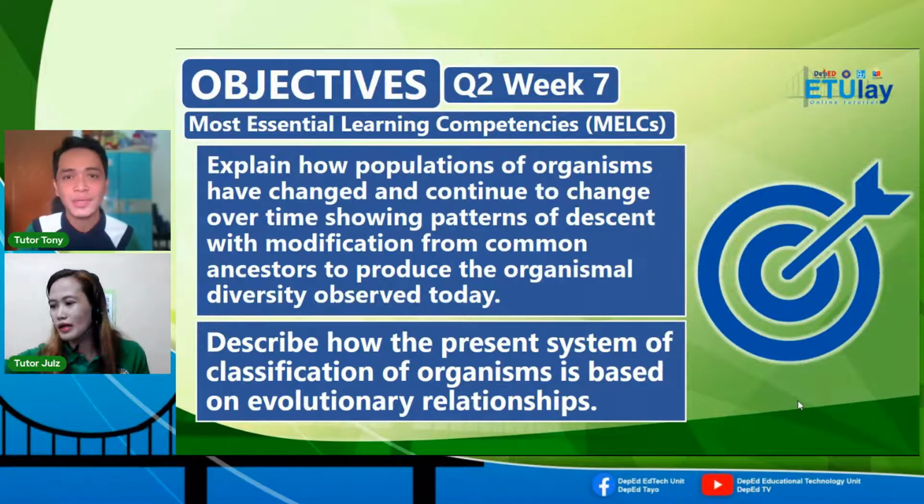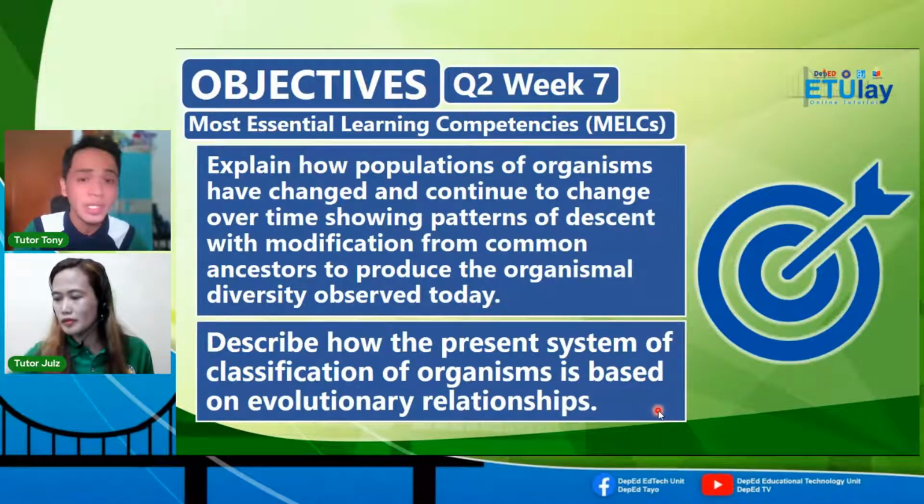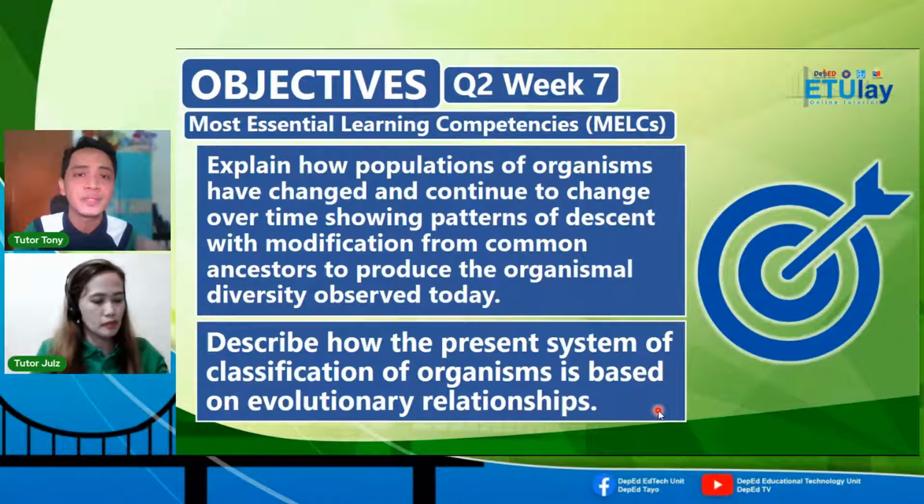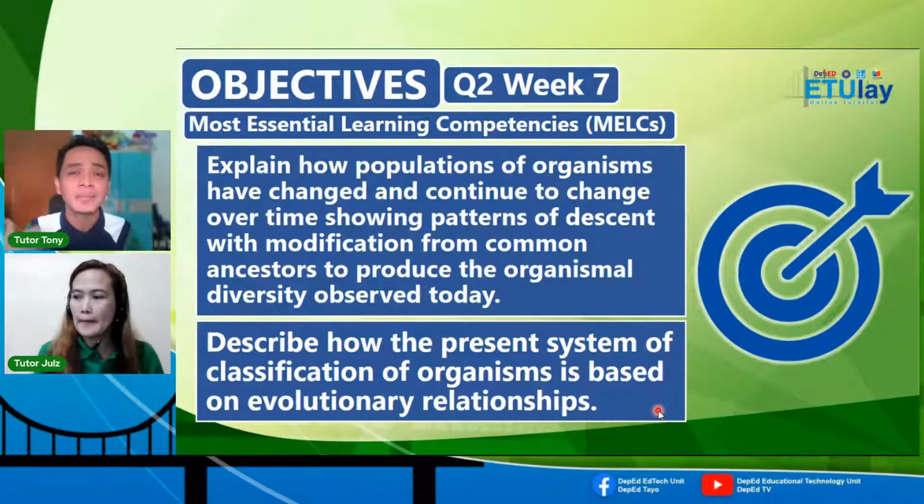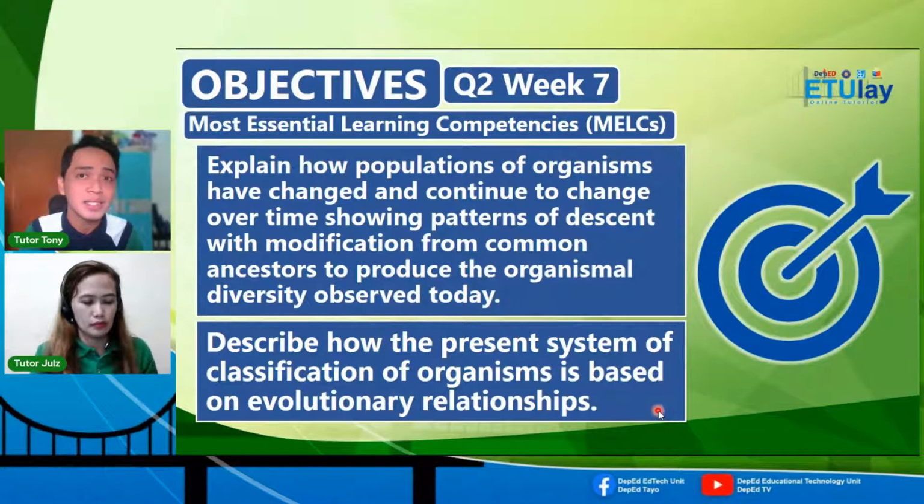For our objectives, we have the same objectives, but our focus would be the second one. We have to describe how the present system of classification of organisms is based on evolutionary relationships. We'll be talking about another field of science today, which is taxonomy. I hope you still have an idea, since Carolus Linnaeus, Carl von Linné, was mentioned last week. We will revisit that later. How are taxonomy and evolution related, and how do scientists use those concepts to trace the relationship between a particular group of organisms?